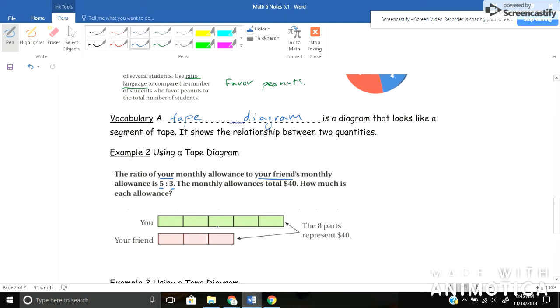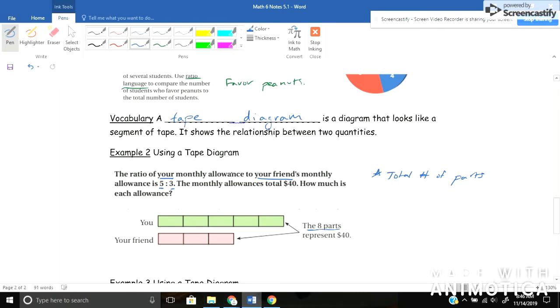Okay, so that's the first step, creating that tape. In your homework, a lot of times it won't be created for you, so you'll have to actually create this tape. All right. The monthly allowances total $40. So that means between you and your friend, everything, that's $40. How much is each allowance? Okay. Well, the trick here is to be able to find the total number of parts. So if you have 5 and your friend has 3, there's 8 total parts.